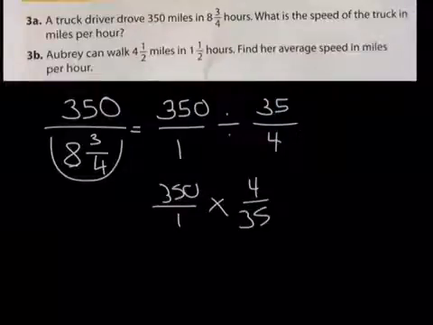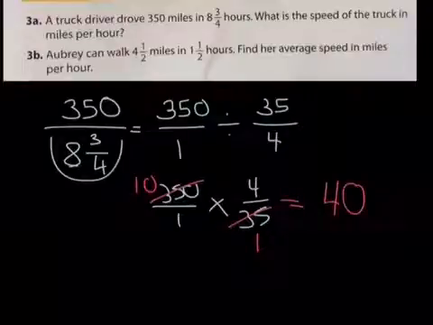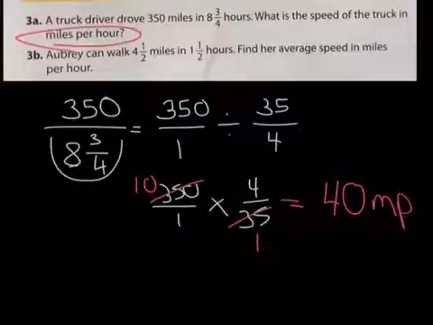And now, because it's a multiplication problem, I can cross-reference. And I see here that I have 350 and here 35. So clearly, there's 1 35 here and there's 10 of them there. So I can go ahead and cross this out. I put 1 there and 10 there. So 10 times 4 equals 40. And there's our answer. You can travel 40 miles per hour.